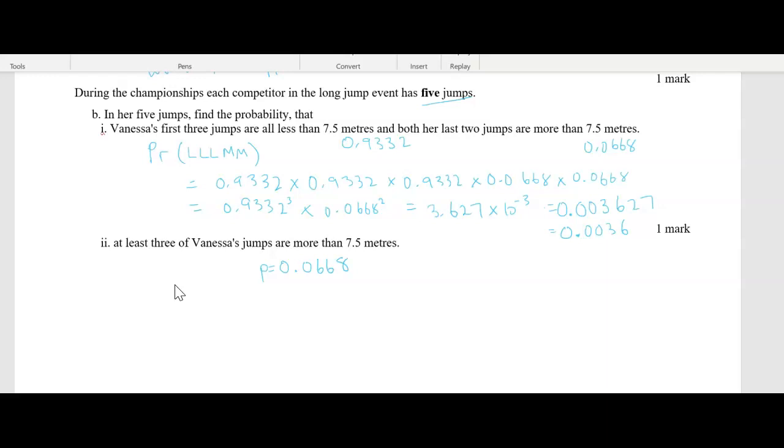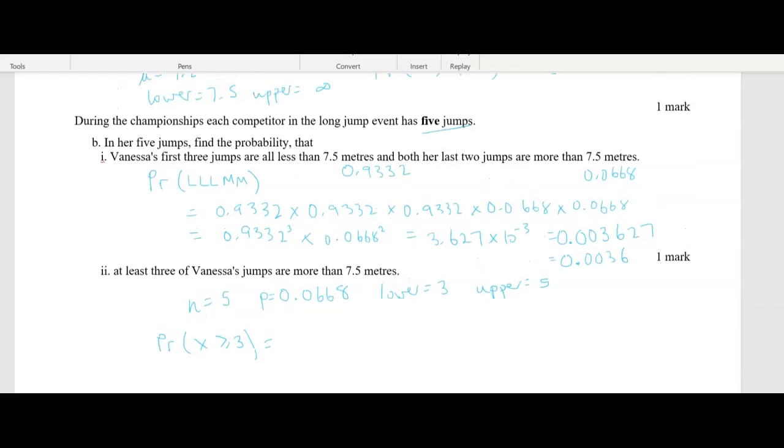And the number of trials, so she's doing 5 jumps, and we want to find the probability of at least 3. So x has to be greater than or equal to 3. So if you want to, you can write down your lower and your upper just so you don't get them mixed up. So we want to be greater than or equal to 3. So we're at 3 and 5. All right, I'm just going to go back up.